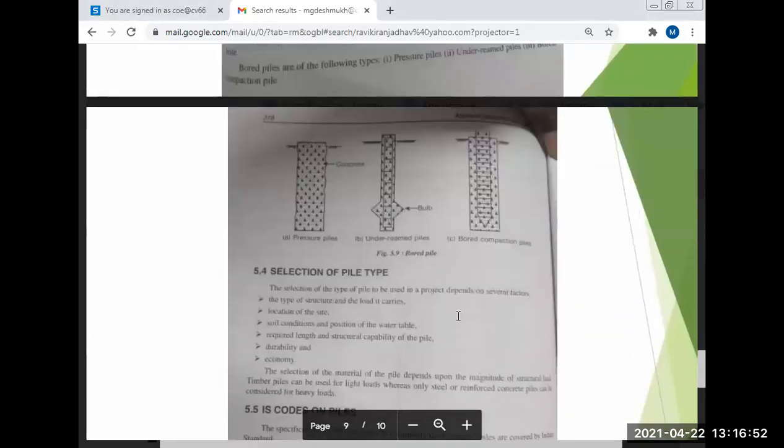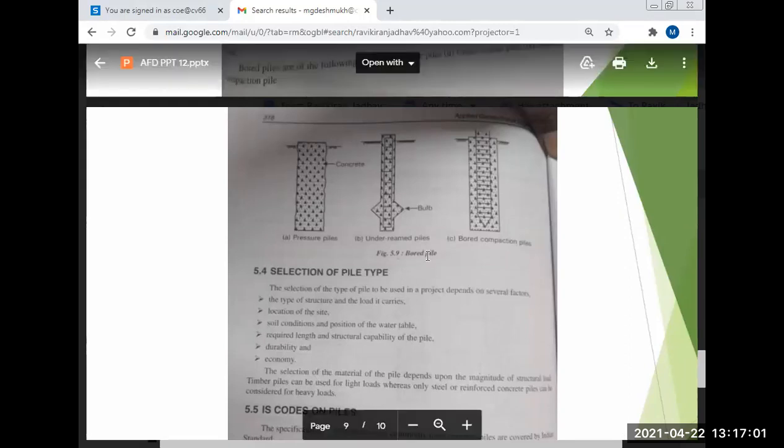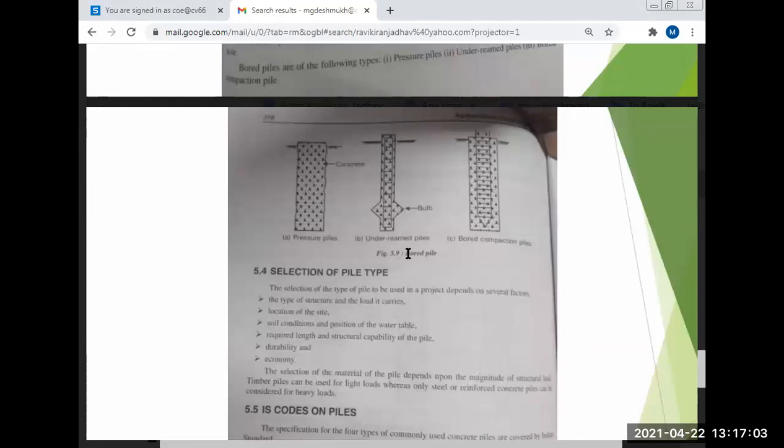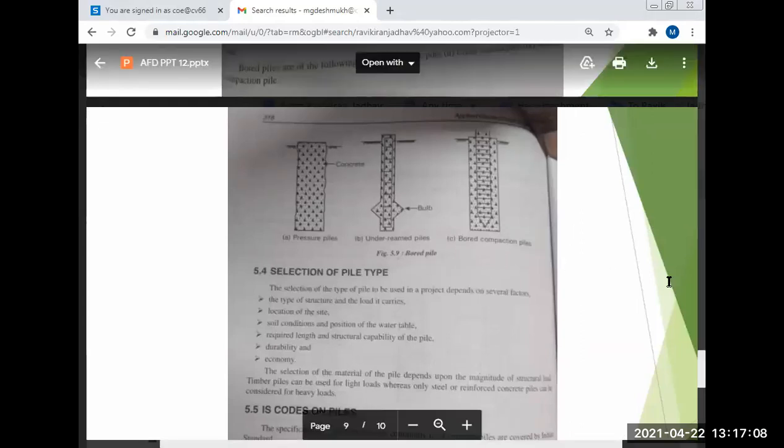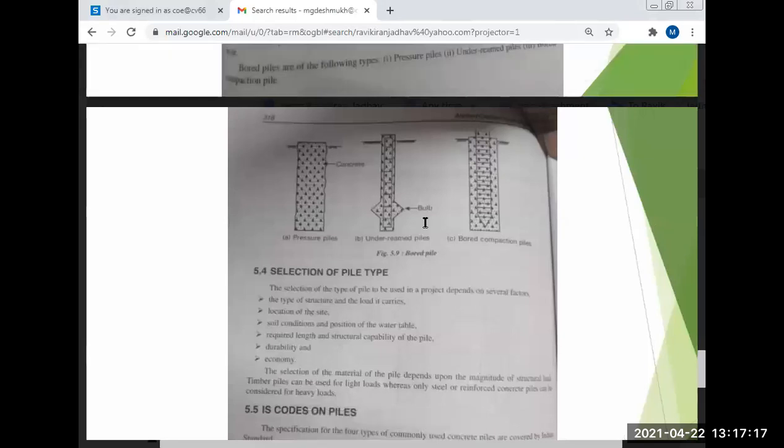You can see here, this under-reamed type of pile is very important, and regarding this we will study in detail. But remember, under-reamed piles are a type of bored piles. This is a common question; many times I have found this one. Okay, so I shared the MCQs of bearing capacity. Today I will share the MCQs of pile foundation.